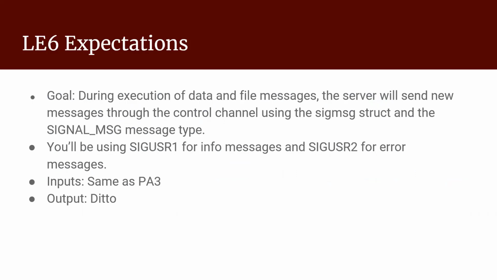During the execution of data messages and file messages, we will send new messages through the control channel using the sig message struct and the signal message type. Those messages come like we've seen before. They're always going to be through the control channel. Once you get those messages, we'll stick them in a bounded buffer so that you can pull them up, and then call a signal so that your signal handler can do stuff with those messages. I'll get into that a little bit more when I'm going over the starter code.